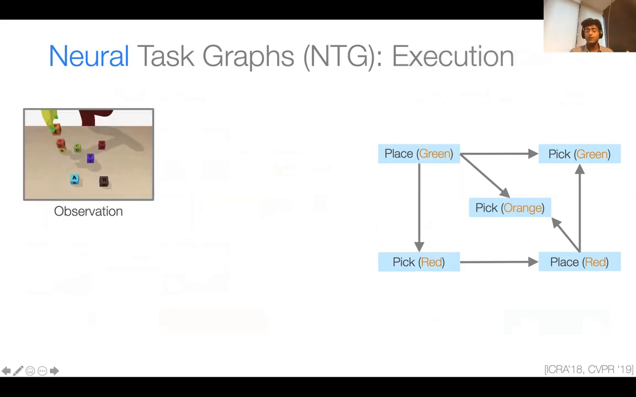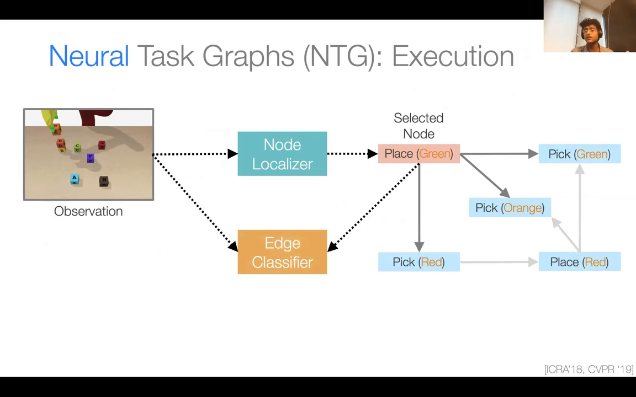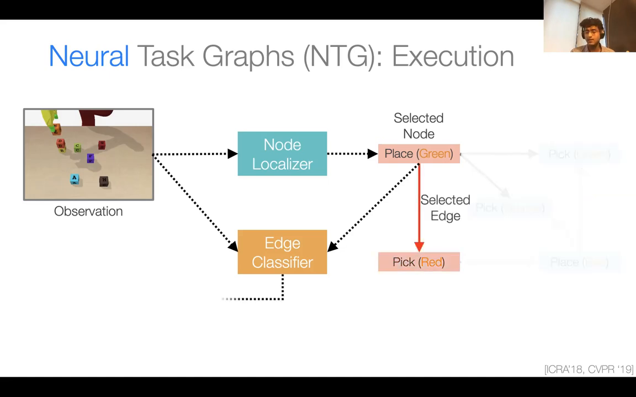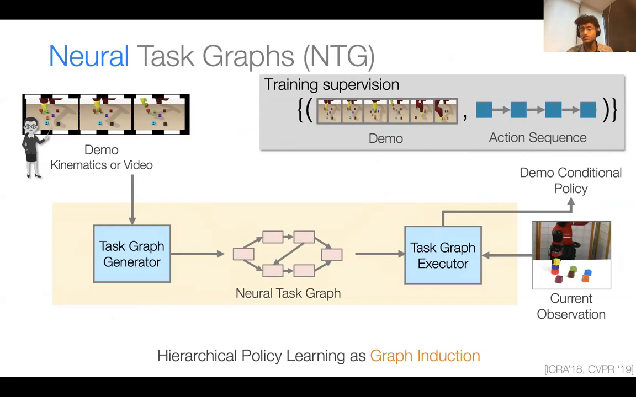So now the task graph executor can look at an observation. A node localizer is essentially looking at what action was performed. Given the action performed, we can decide what state the system is in. And given the current state, we can decide what the next action should be. So this starts to look like a framework of closed loop policy. So going back, now we have this model which can be trained directly with demonstrations. And another interesting thing to note is we do not need hierarchical supervision in this case.